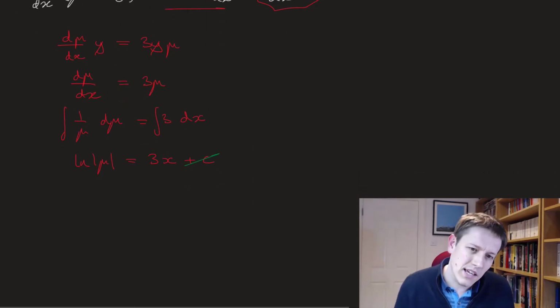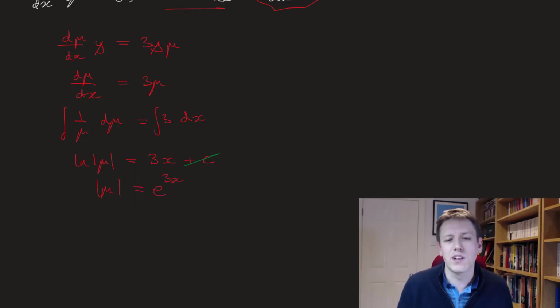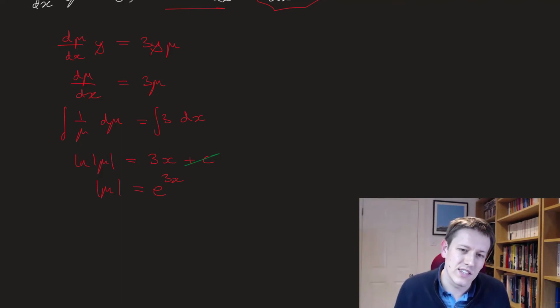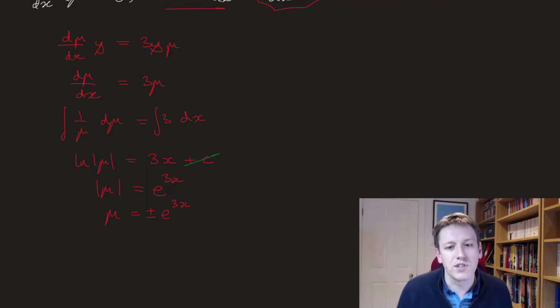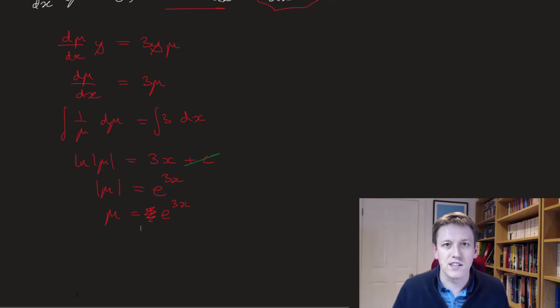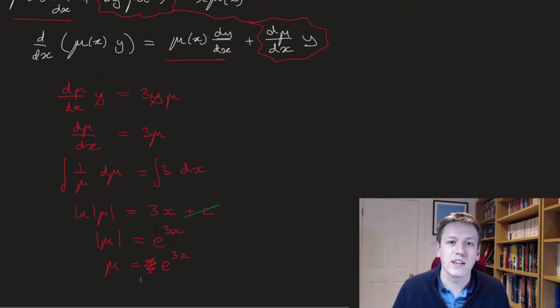Right? And similarly here, when I do modulus of mu equals e to the 3x, right? Well, again, I just want any function mu that satisfies this equation, right? So I could take here mu equals plus or minus e to the 3x. Either of them would work. I'm just going to choose the plus and make the integrating factor as simple as possible here, right? So our integrating factor is going to be mu equals e to the 3x, right?